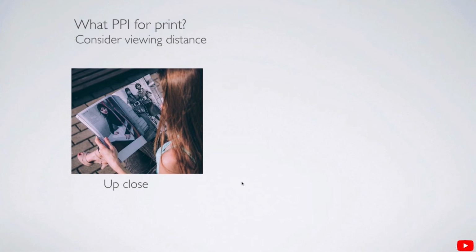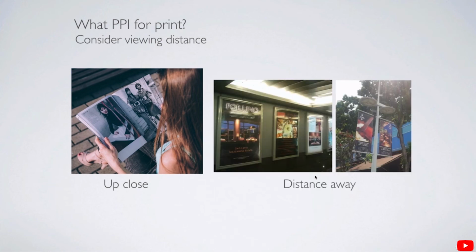However, if you are printing your image at a billboard size, or maybe even a poster size, where people most typically view it from a distance away, you won't need a very high PPI, since it is not likely that your viewer will be able to see how sharp the image is given the distance.